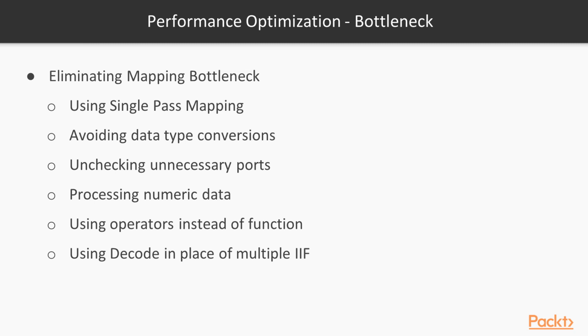Processing numeric data. Integration service processes numeric data faster compared to other data. Try to process as much numeric data as you can. Operators instead of a function. Integration service processes operators faster compared to functions. Consider using a pipe in place of concat functions to concatenate the data. Use decode in place of multiple IIF. If your logic contains multiple IIF functions, replace them using decode. Decode is faster than multiple IIF.